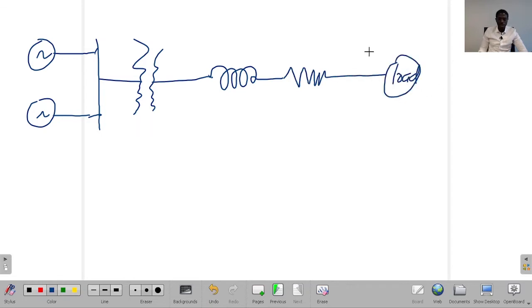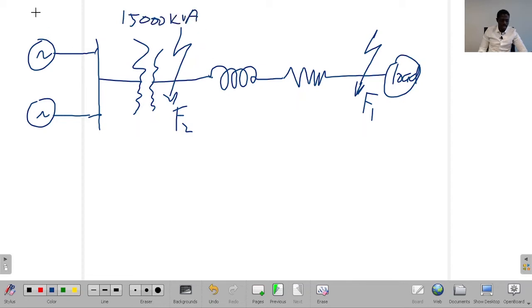Now we're being told, 1, you've got a fault F1 just at the end of the line, and then you've got a fault at the high voltage side of the transformer, which we are going to call fault number 2. And we know the transformer is 15,000 kVA rating. The first generator here is 10,000 kVA with 10% reactance. The second one is 5,000 kVA with 7.5% reactance.